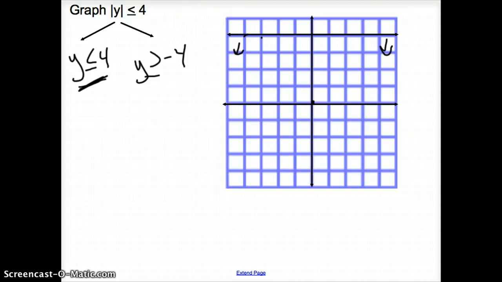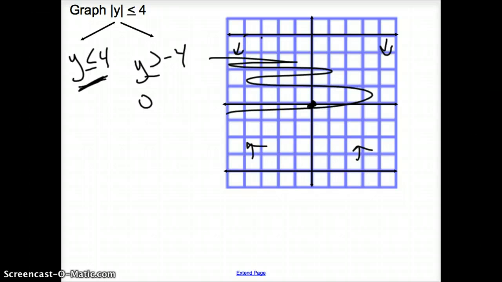And then now y is greater than or equal to -4. We're going to have a horizontal line running through y is equal to -4. I'm going to pick point 0, 0, plug it in. Is 0 greater than -4? It is, so I'm going to shade above that line. So where am I shading? I am shading everything here.